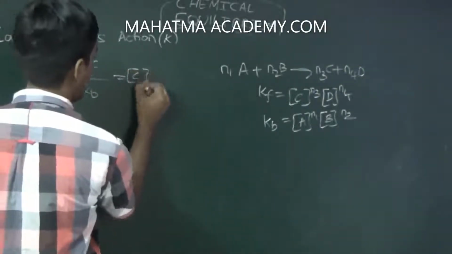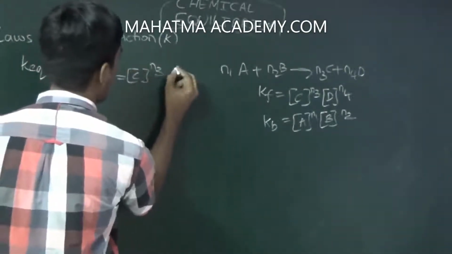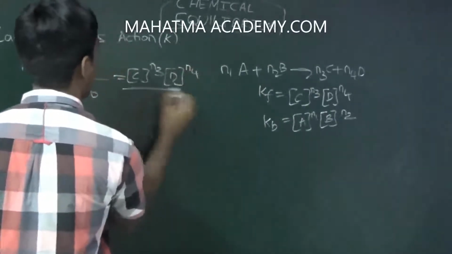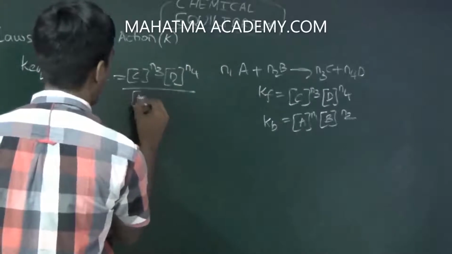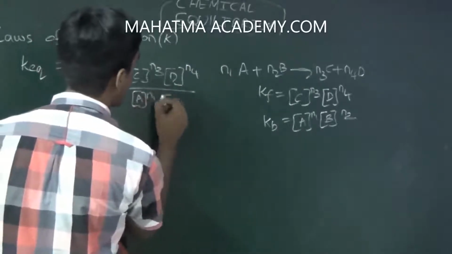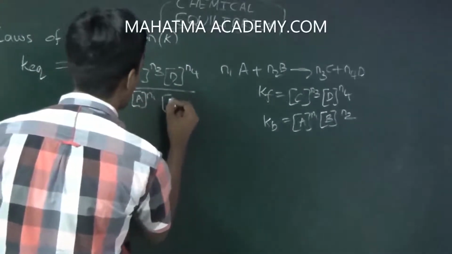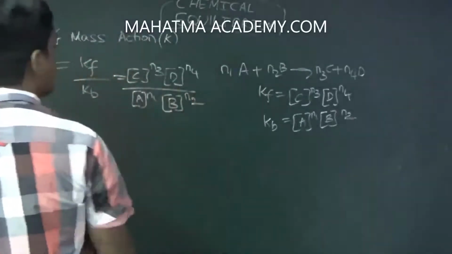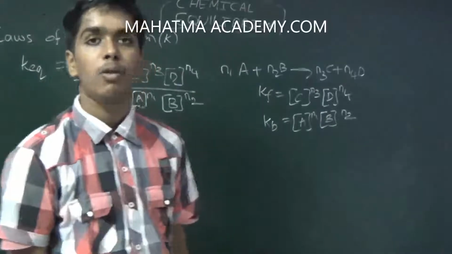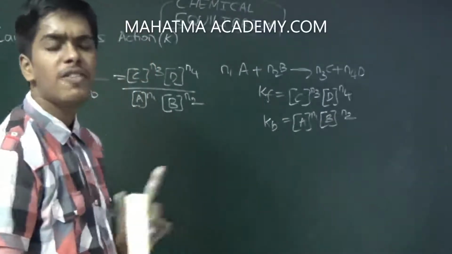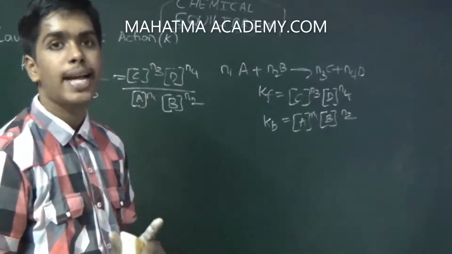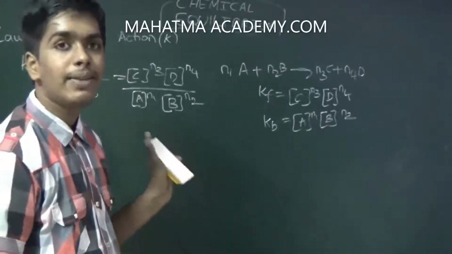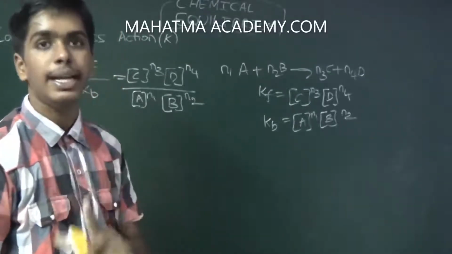K equilibrium is equal to C to the power of n3 and D to the power of n4 divided by A to the power of n1 and B to the power of n2. Now it is applicable only for gases. For pure solids and pure liquids, the value of the individual terms is unity, 1.